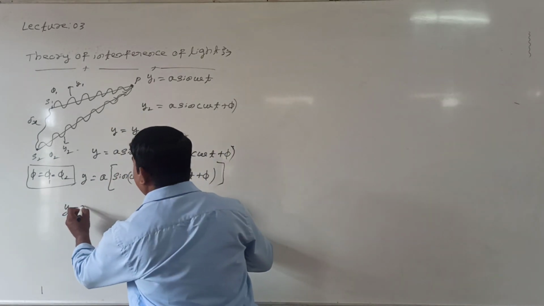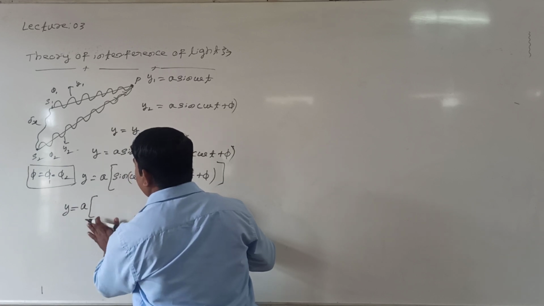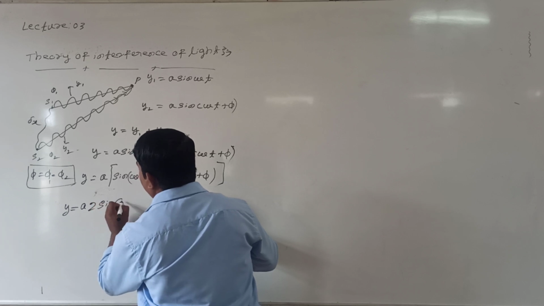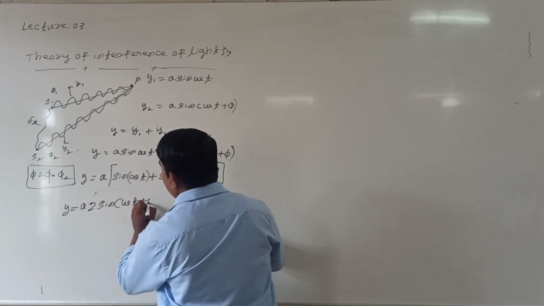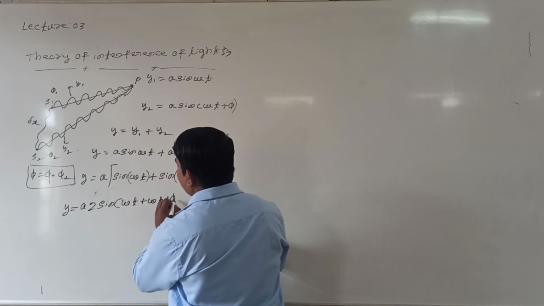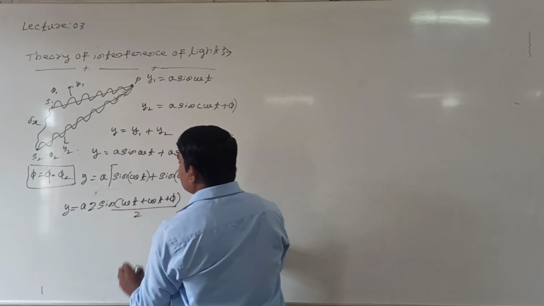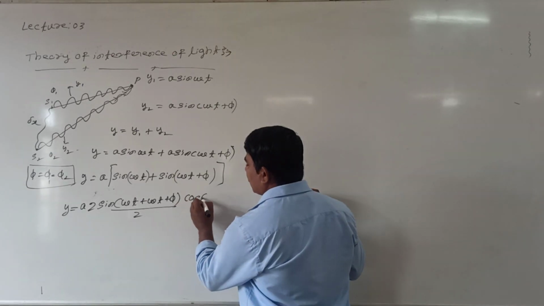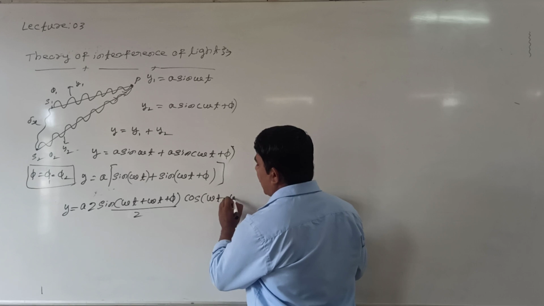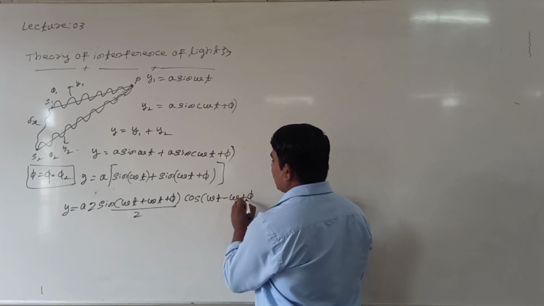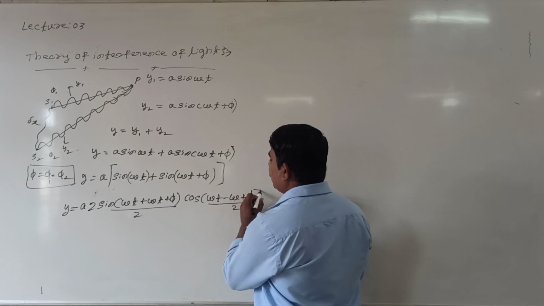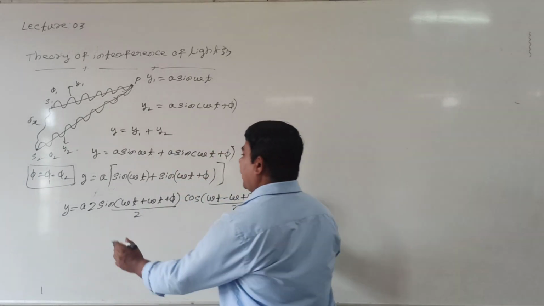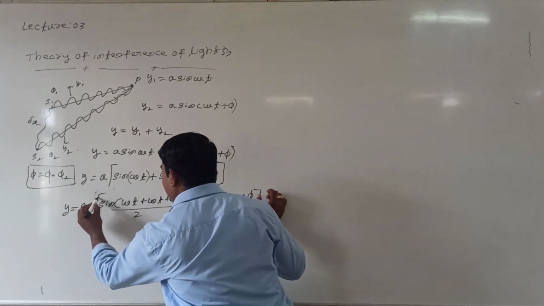Y is equal to a, keep it the same, times 2 sine of (A plus B)/2. Here A means omega t, B means omega t plus phi, whole divided by 2, into cos of (A minus B)/2. So y equals 2a sine of (A plus B)/2 into cos of (A minus B)/2.